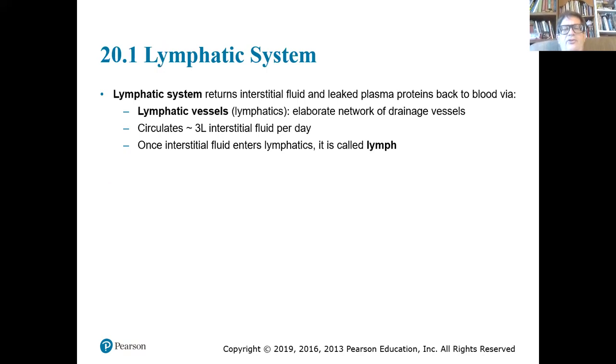So the lymphatic system returns this interstitial fluid and leaked plasma proteins back to the blood through the lymphatic vessels. When it says plasma proteins, I want to make it clear you shouldn't have much of that going on because most of the plasma proteins stay in the blood. But if some of it leaks out, that's going to come back through the lymph too. About 3 liters of that fluid is drained off the tissues and returned to the blood every day. And as soon as the fluid goes into the lymph capillaries, we're going to call it lymph. We're going to stop calling it interstitial fluid.